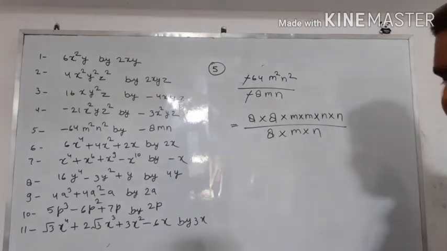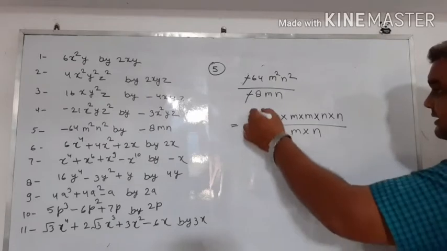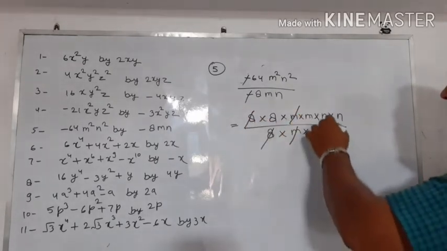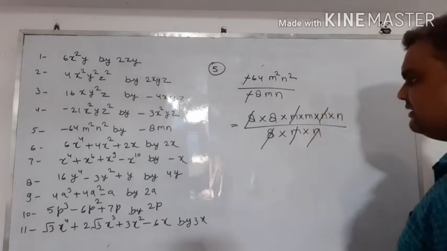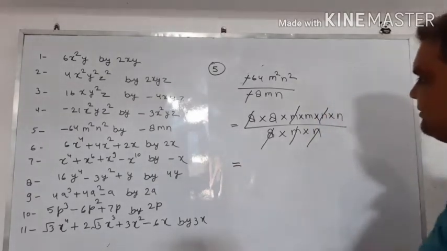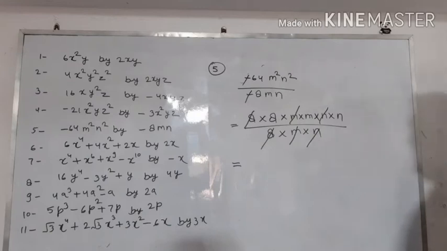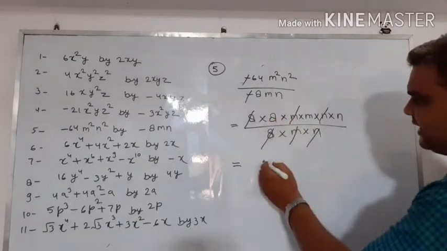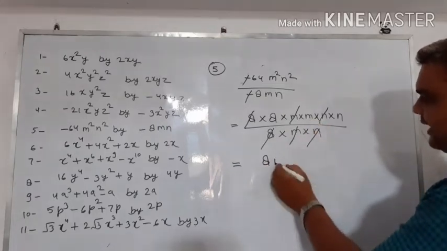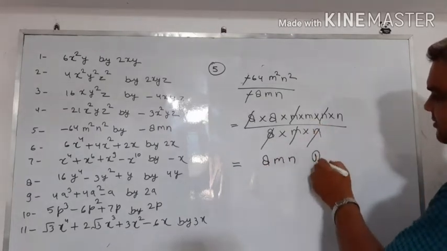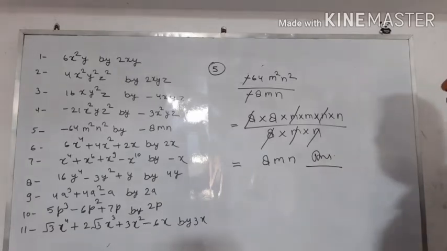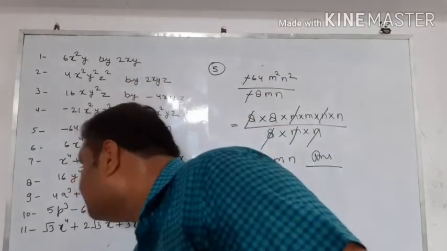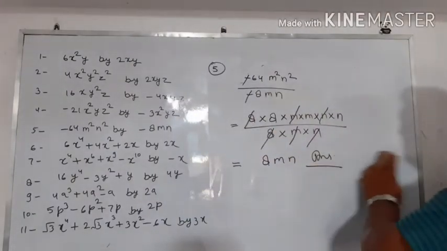What will happen after that? You see, this 8 will be cancelled with this 8, m will be cancelled with this m, and n will be cancelled with this n. Now we left nothing in the denominator but something in the numerator, and that will be our quotient. So in the numerator we have 8, m and n. So 8mn will be our answer for question number 5. Now we will see question number 6.